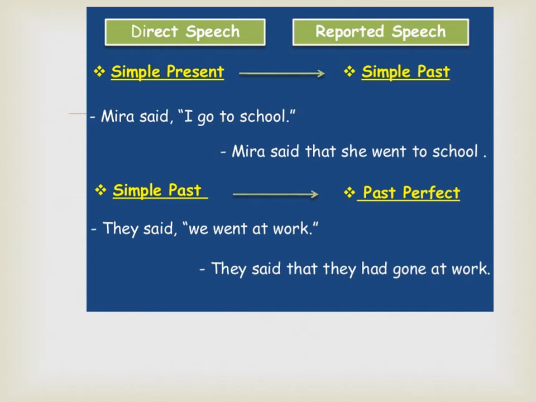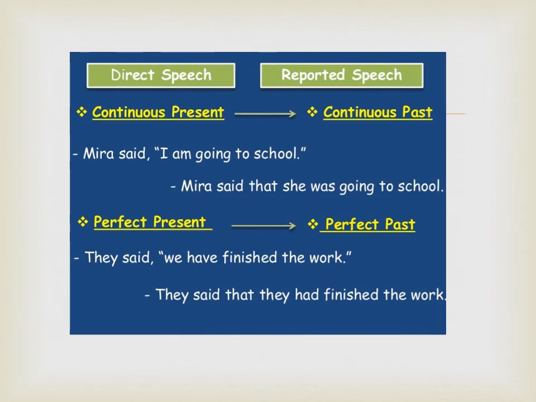The next one, simple past tense in direct speech. They said, "We went to work." Now, the same sentence when we want to change to indirect speech, the past changes by using the past perfect tense: they said that they had gone to work.